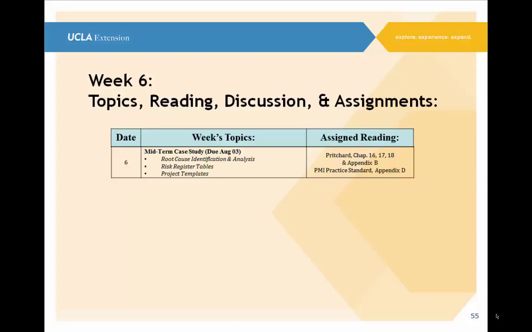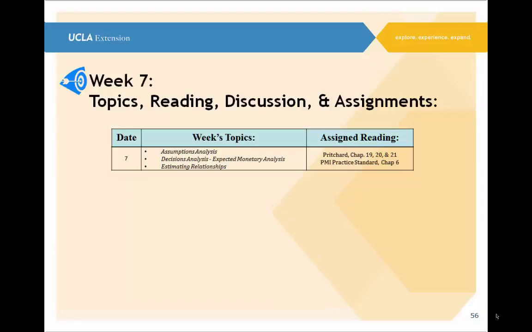These are some very good techniques. We will be using risk register tables and also some project templates, and I'll show you some in the slides for weeks 9 and 10. And actually, we'll look at some more of those as we go forward. In conclusion, for week 6, we took a look at those 3 techniques, and now in 7, we're going to take a look at assumptions analysis, decisions analysis, which also would include expected monetary analysis if the conditions are right, and estimating relationships. And those will be in Pritchard, chapters 19, 20, and 21.